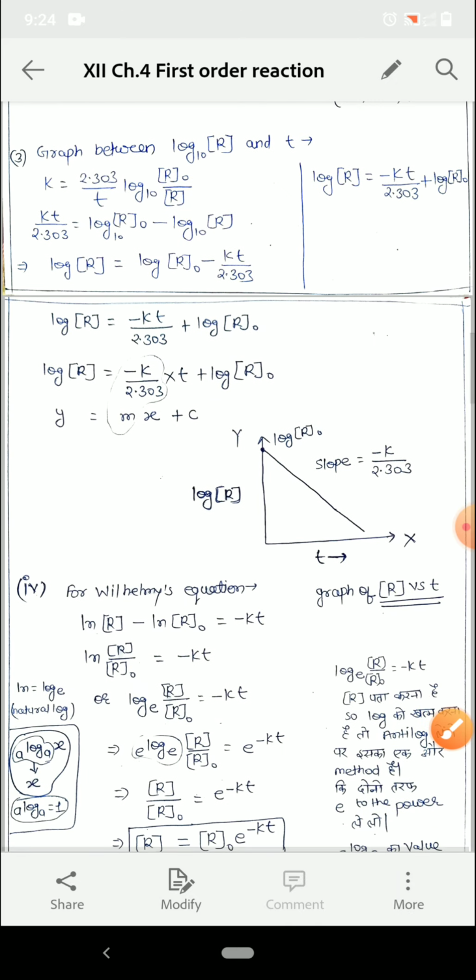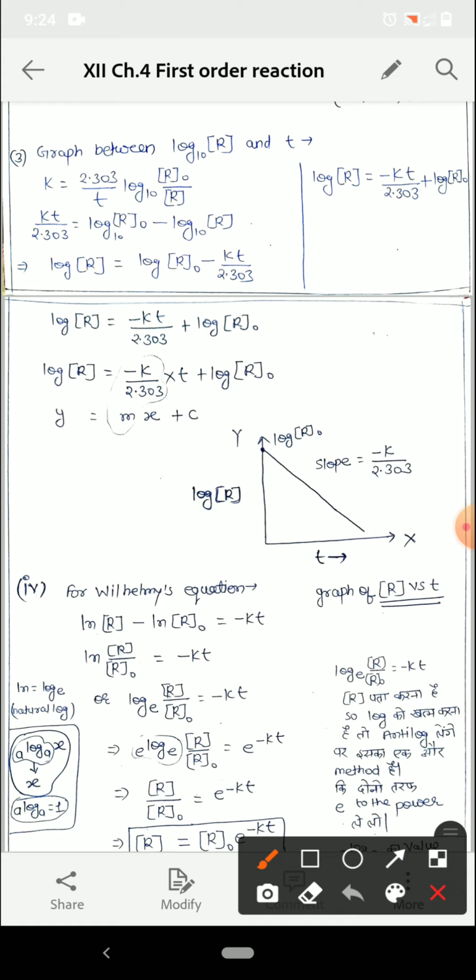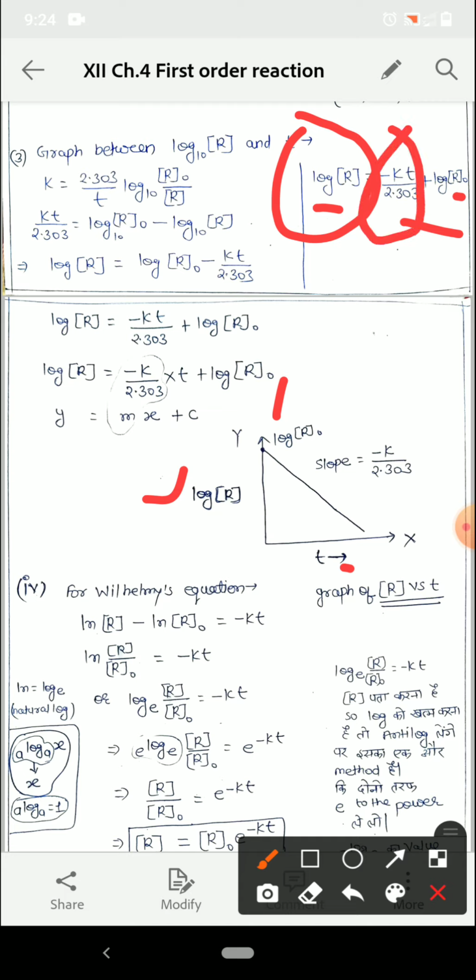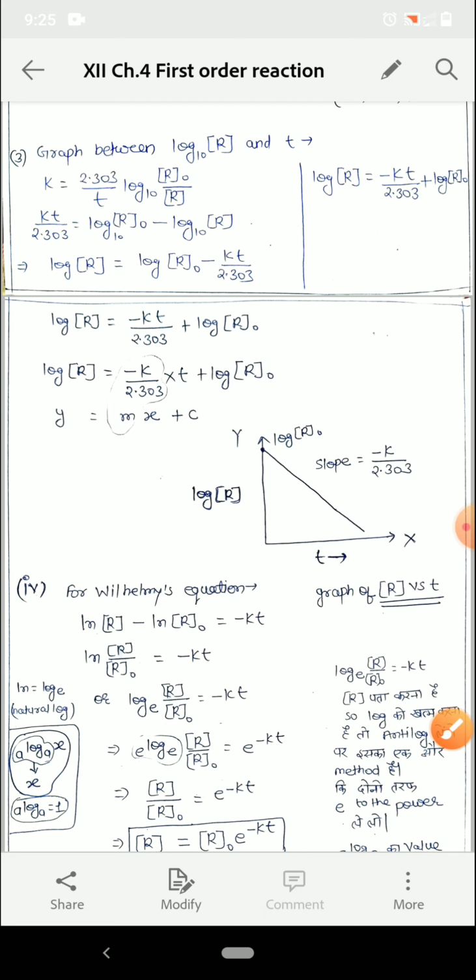Next one, the third graph is graph between log base 10 r and t. ओके, तो यहाँ से हम इक्वेशन बनाएंगे. तो दैट इज दी log r इज इक्वल टू वॉट? माइनस के टी अपॉन 2.303 प्लस log r नोट. So it is also y is equal to mx plus c. So on y you have to write the log r, on the x you have to write the time, and intercept is log r naught, and the slope is your minus k upon 2.303. The slope again down आएगा, and the value of slope is minus k upon 2.303. Understood? Okay, so these are the three graphs.